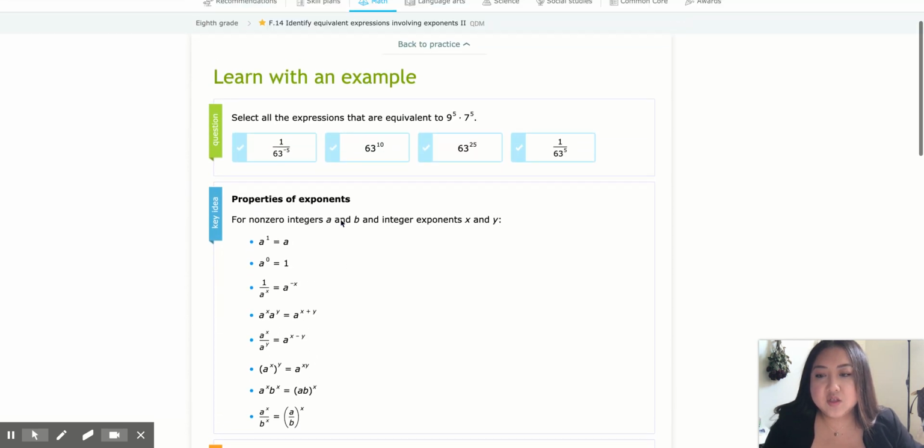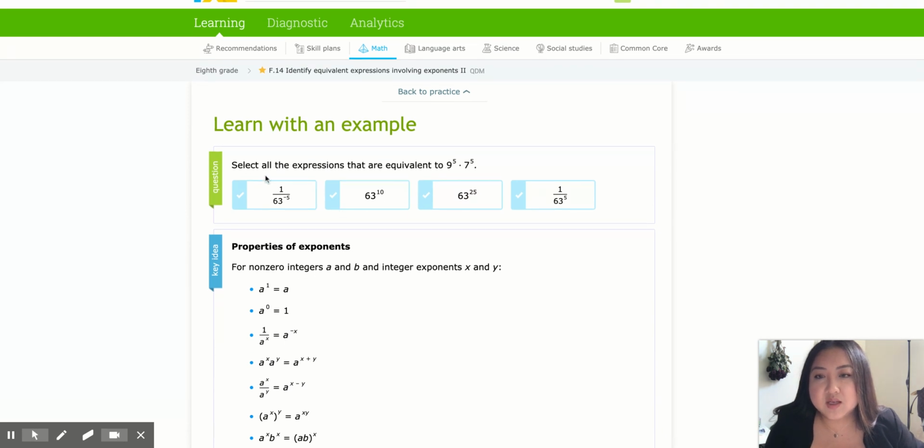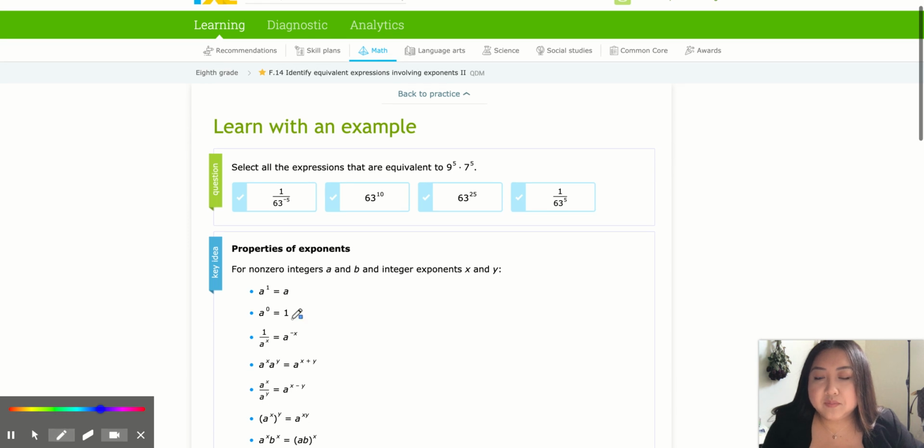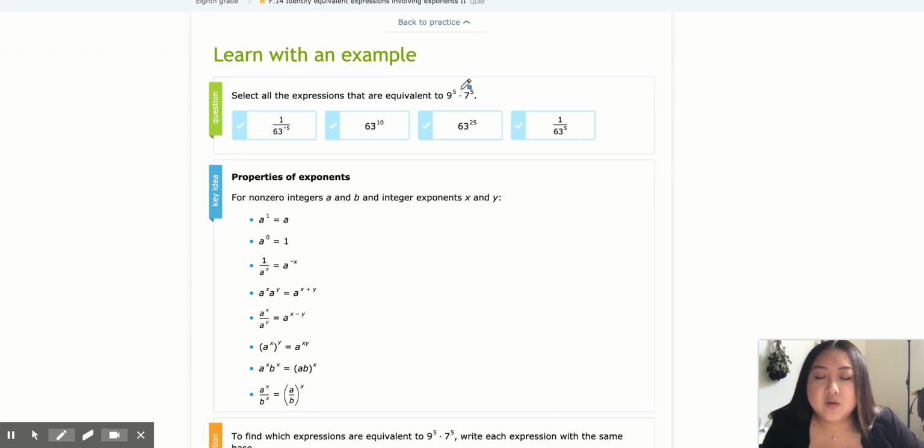So in this situation, we have this problem. It says select all the expressions that are equivalent to 9 to the 5th power times 7 to the 5th power. So remember that you can write this as 9 times 7 and then to the 5th power. So basically 9 times 7 is 63. So that's 63 to the 5th power. So let's see which one it can be written.